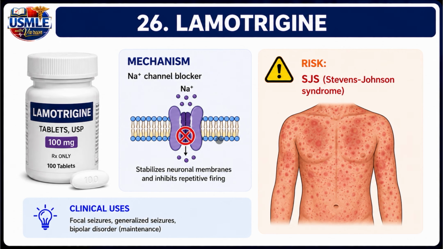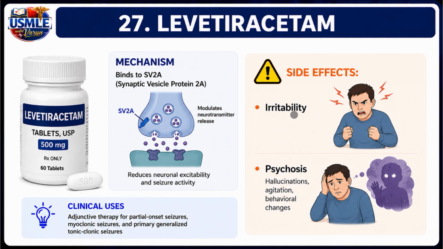Lamotrigine primarily blocks voltage-gated sodium channels. The most important adverse effect of lamotrigine is Stevens-Johnson syndrome. For this reason, the medication must always be started slowly and discontinued immediately if there is a possibility of rash developing. In case of a rash with lamotrigine, it should be stopped immediately.